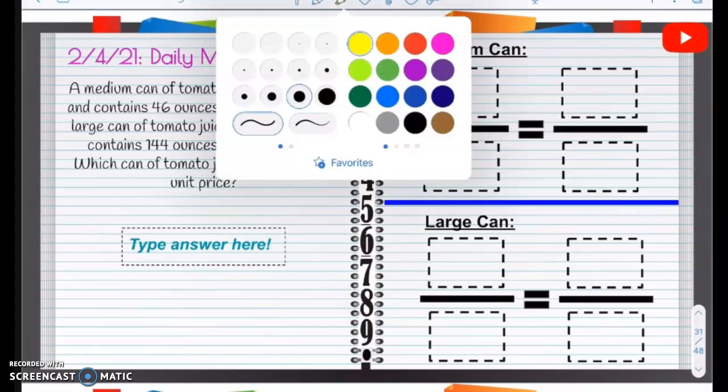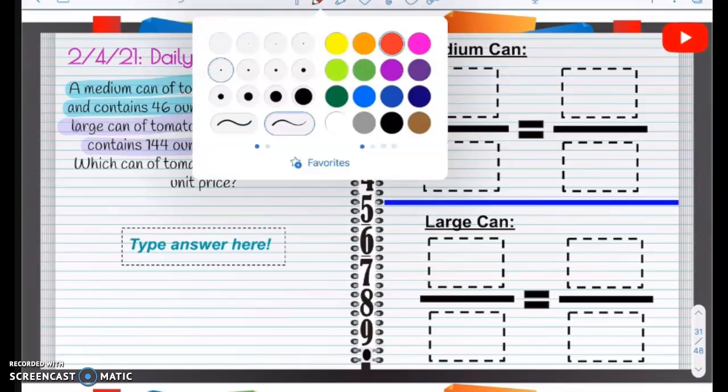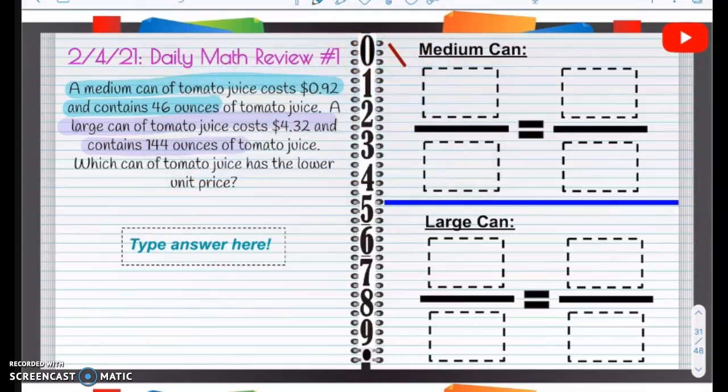Alright, so first one, let's see, medium can, 92 cents for 46 ounces. And then the large can, $4.32, 144 ounces. So let's do our medium can up top. I guess we can match our colors. So remember, money on top. So $0.92 divided by 46 ounces.